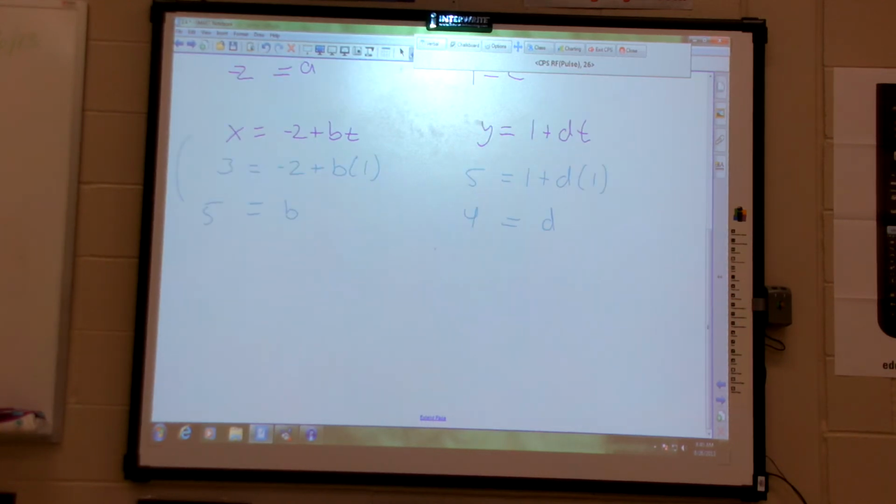So if I plug those back in, x is negative 2 plus 5t. y is 1 plus 4t. Do not forget, t is in between 0 and 1. Because this has no meaning unless you tell me what t started and ended at. The good thing about these problems, they're all the same. Questions?